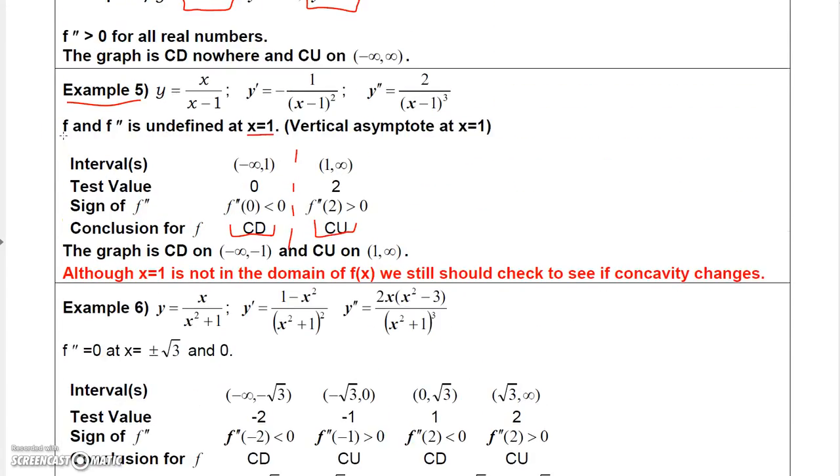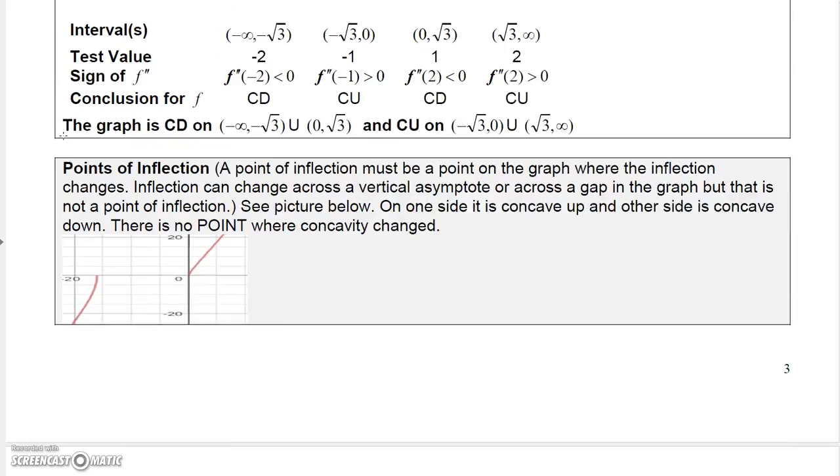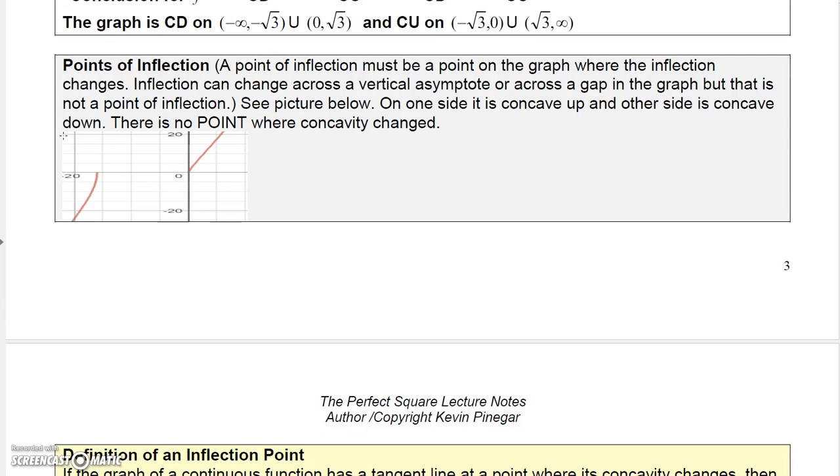Okay, we'll come back to some of those that we were looking at again. But right now, let me explain something to you about a point of inflection. The first thing I want to explain to you is that a point of inflection must be a point on the graph where the inflection changes.